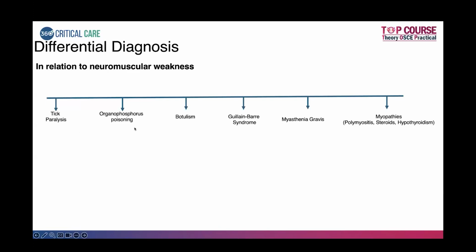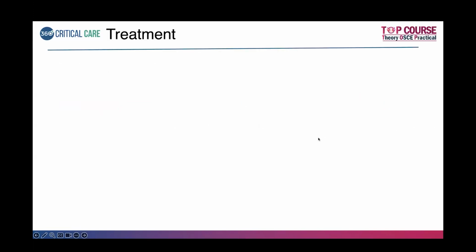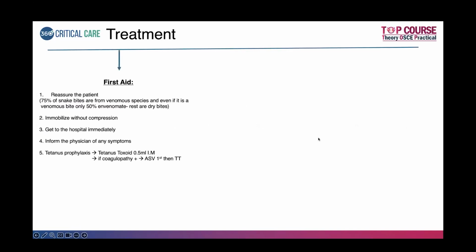So, tick paralysis, OP compound poisoning, botulism, GBS, myasthenia gravis, and myopathies like polymyositis, steroids, or hypothyroidism need to be in the back of your mind in scenarios where you don't have a clear history. So, coming to the treatment, first aid: first reassure the patient. 70% of snake bites are from venomous species, and even if it is a venomous bite, only 50% envenomate. Rest are dry bites. This is the important thing that we need to keep in mind.